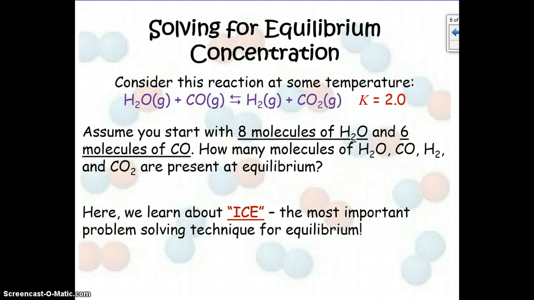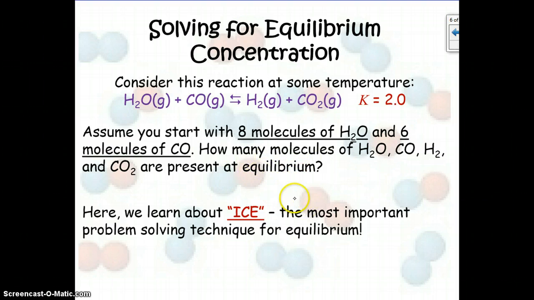All right, to solve for equilibrium concentration, you have to make an ice table. So we're going to just start with this reaction right here. We have H2O gas plus carbon monoxide gas is in equilibrium with H2 gas and carbon dioxide gas. The K of this reaction at some temperature is 2. Now, if we started with 8 molecules of H2O and 6 molecules of CO, how many molecules of H2O, CO, H2, and CO2 are going to be present at equilibrium?